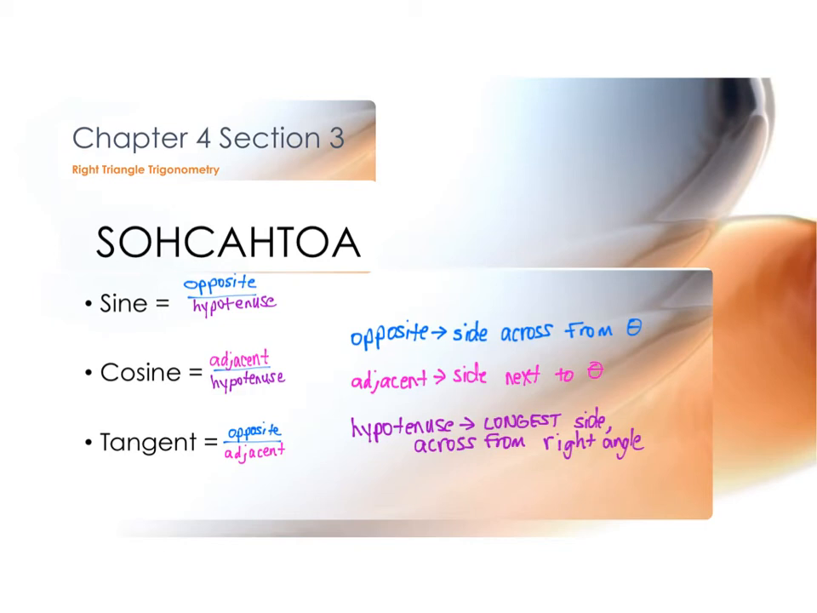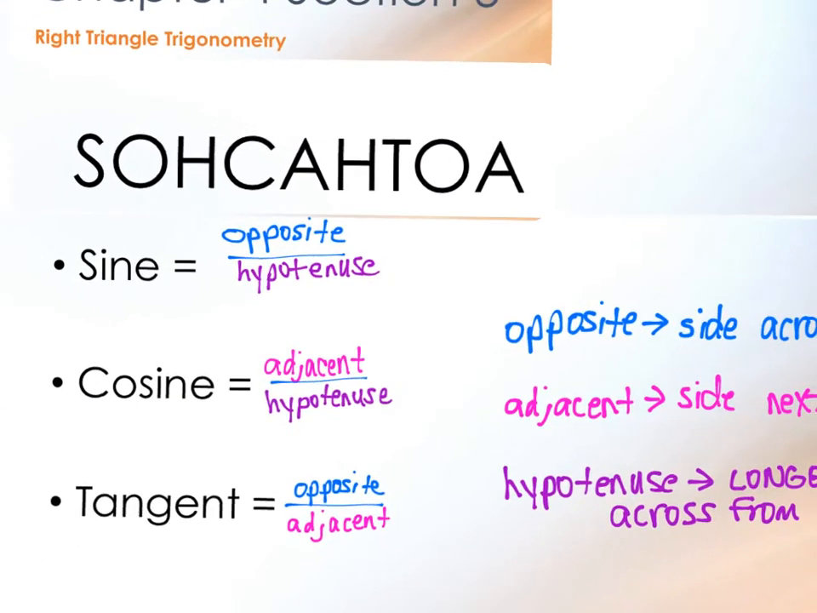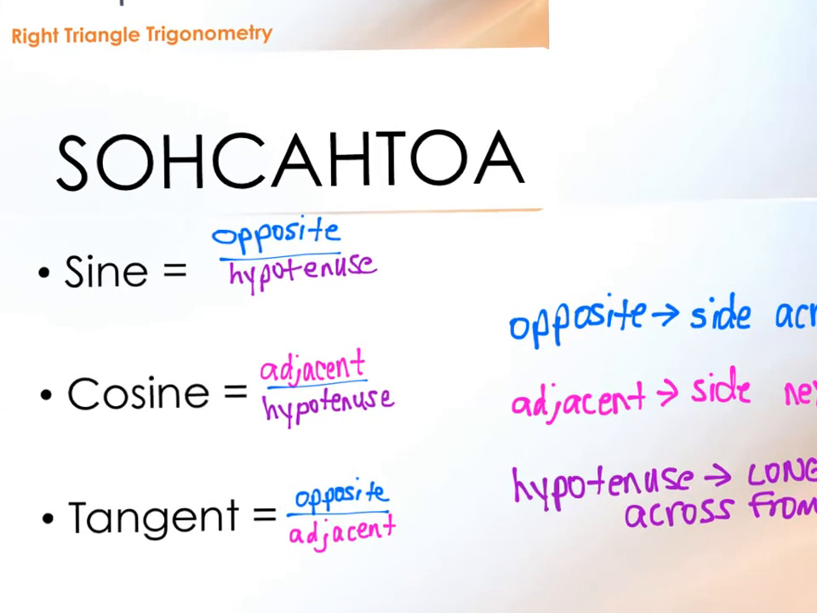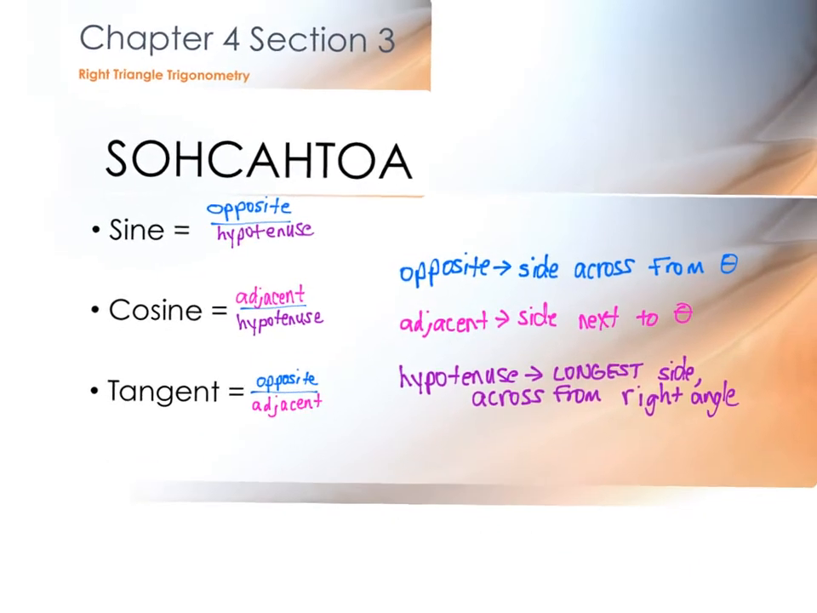So here we go. Section 4.3. Just like you guys said, Sohcahtoa. All right. If you don't remember Sohcahtoa, I wrote all this out for you. Sine. It's not sin, it's sine. It's the opposite over the hypotenuse. Cosine is adjacent over hypotenuse. Tangent is opposite over adjacent.